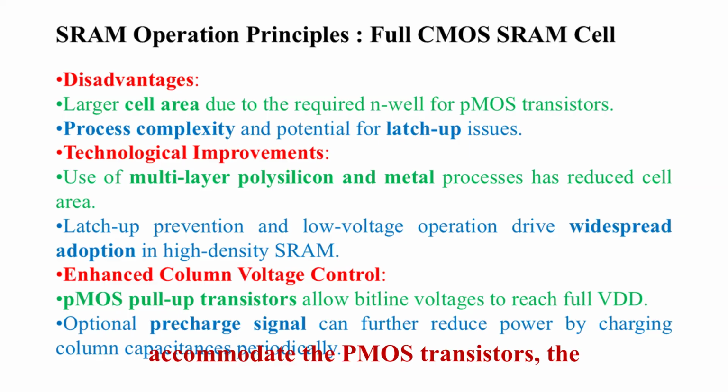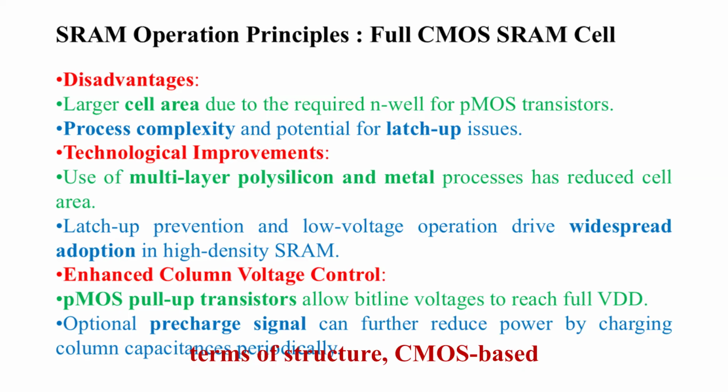To accommodate the PMOS transistors, the cell area tends to be larger, as it requires an N-well and polysilicon contacts. Additionally, CMOS process complexity and potential for latch-up issues can complicate design. That said, recent technological advances have addressed some of these challenges. With multilayer polysilicon and metal processes, the cell area has reduced significantly, making CMOS-based SRAM more feasible even for high-density arrays.